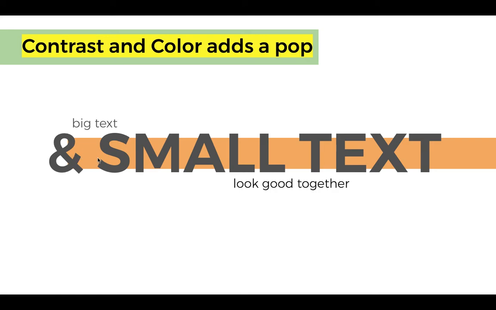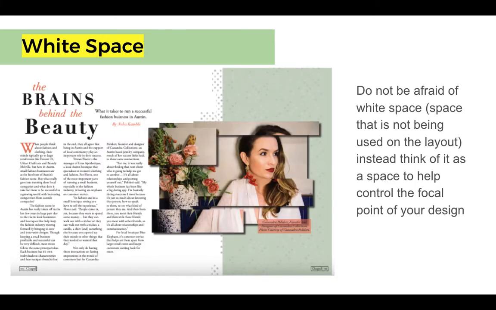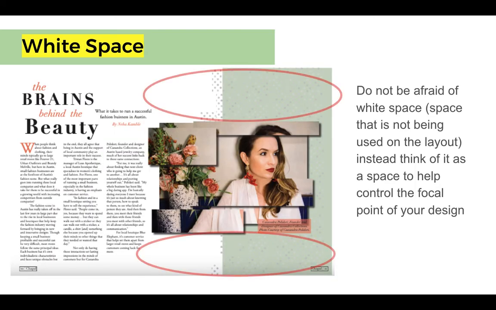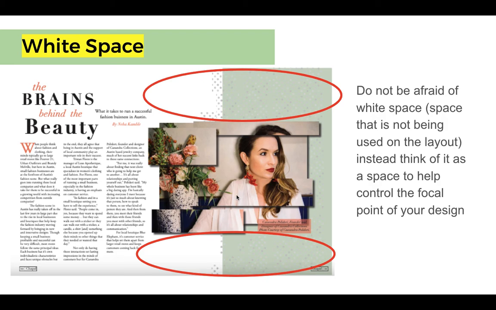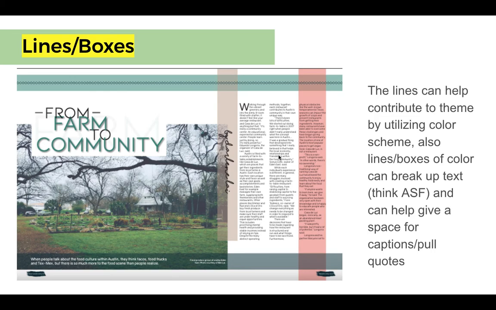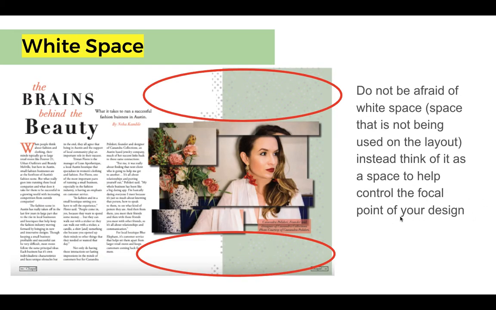If you want your headline to stand out more, consider putting a bar of color behind it to make it pop a little bit more. If you want alt copy to stand out against the white of the spread, add a box of color behind it, okay? White space. Do not be afraid of white space. It's okay if there is some space on a spread that is not exactly utilized, right? Why? Because it's going to draw our eye to the content that we want to see, okay? Again, going back to that focal point right there.